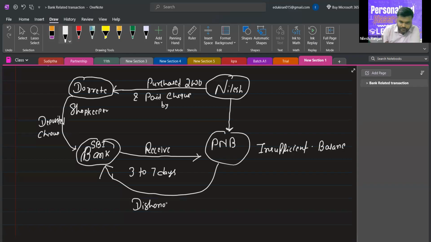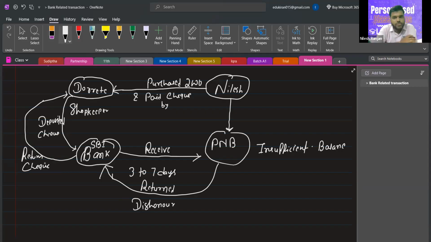Dishonor. If in my account there is a sufficient amount, then it will be given to your bank. But there is no sufficient balance, there is no money in my account, so the check will be returned to your bank. It is called dishonor. And then your bank will give this check to you. You understood the process? Yes, sir.